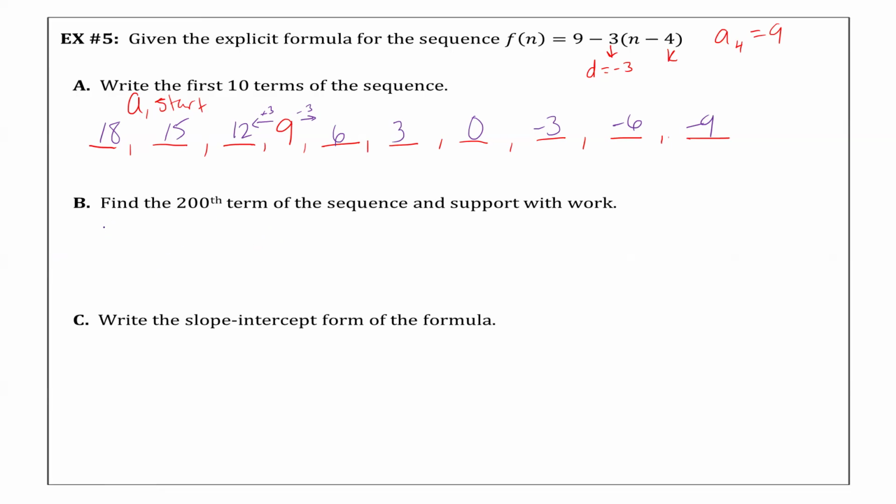So if we're looking for f of 200, that's going to be 9 minus 3 times 200 minus 4. So we get 9 minus 3 times 196. And at that point, I would just plug it in. What do we get?